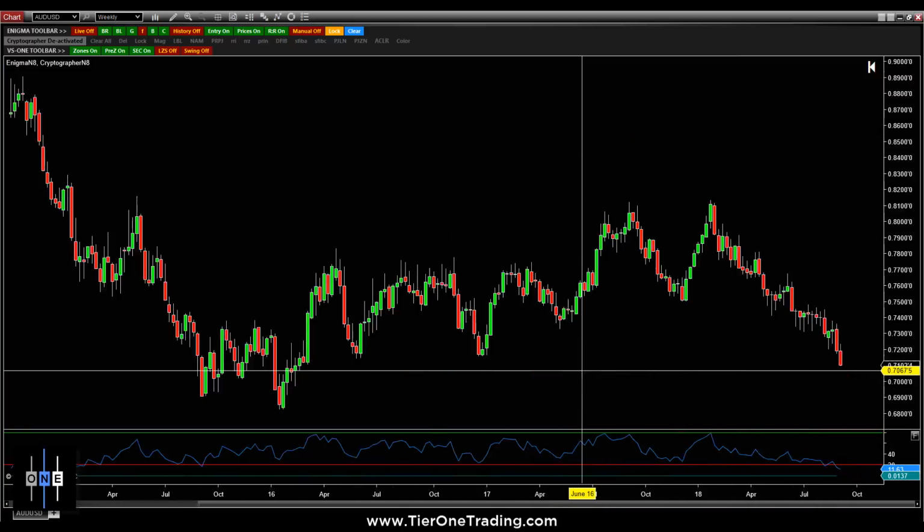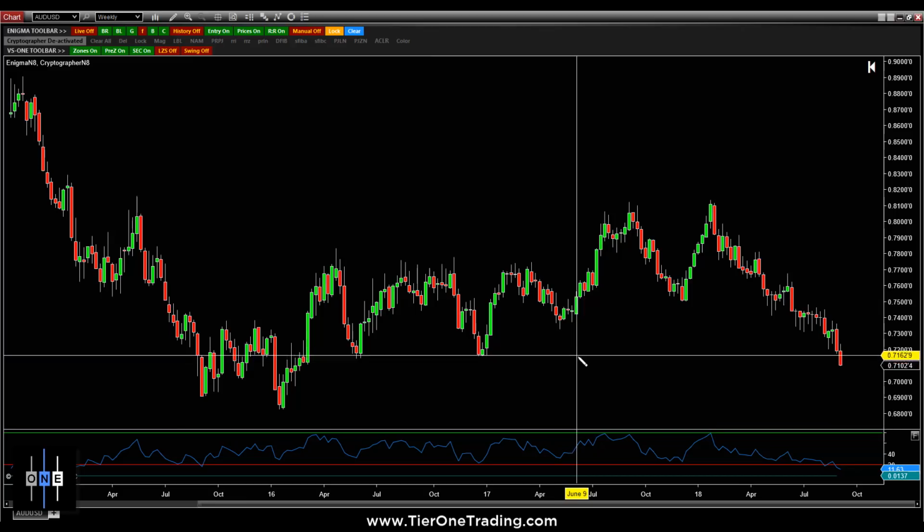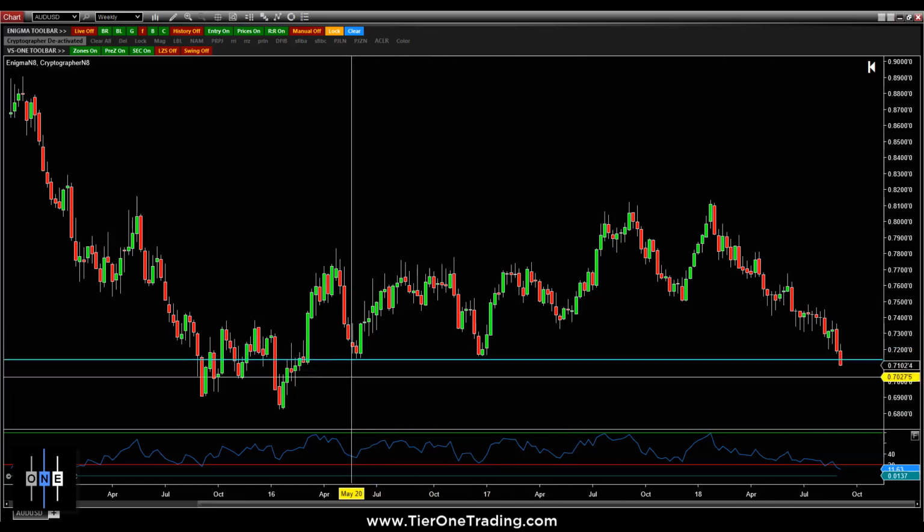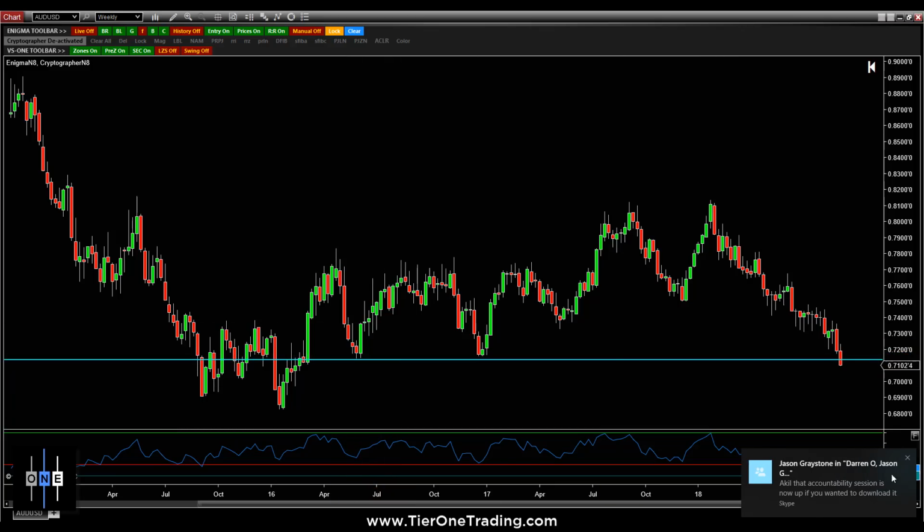And we can jump out to our higher time frame. You can see the major level of structure that was violated right here. These lows from, I think, 2016, I want to say, right?